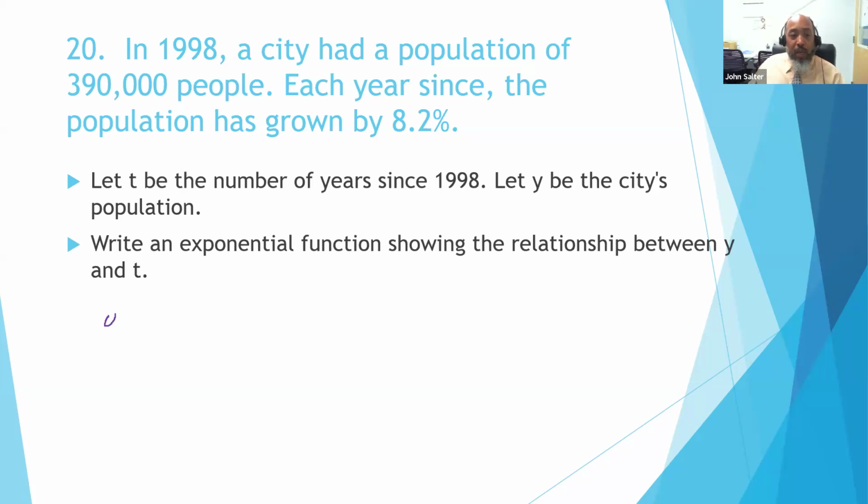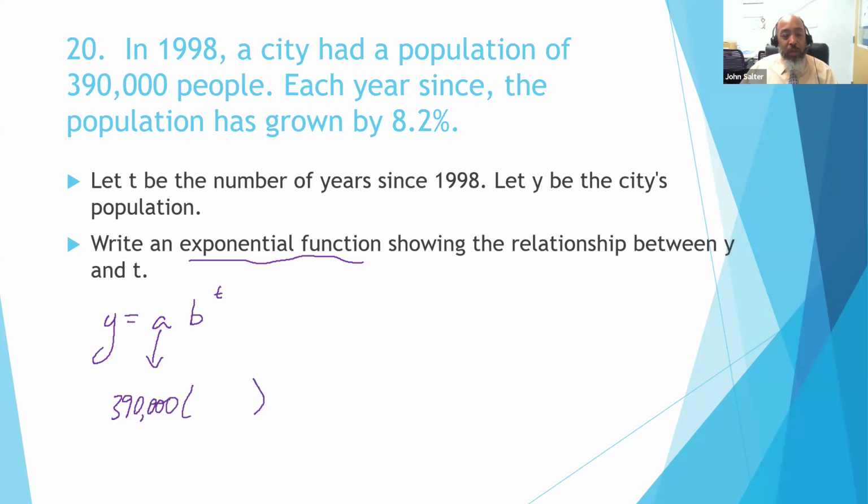So it said Y is going to be my population and it's going to be an exponential function, right? So A times some B to the T. A is my initial value, which I know to be 390,000 people. My B value is 1 plus or minus my percent change. Well, in this case, it's going to be plus because it says grown.